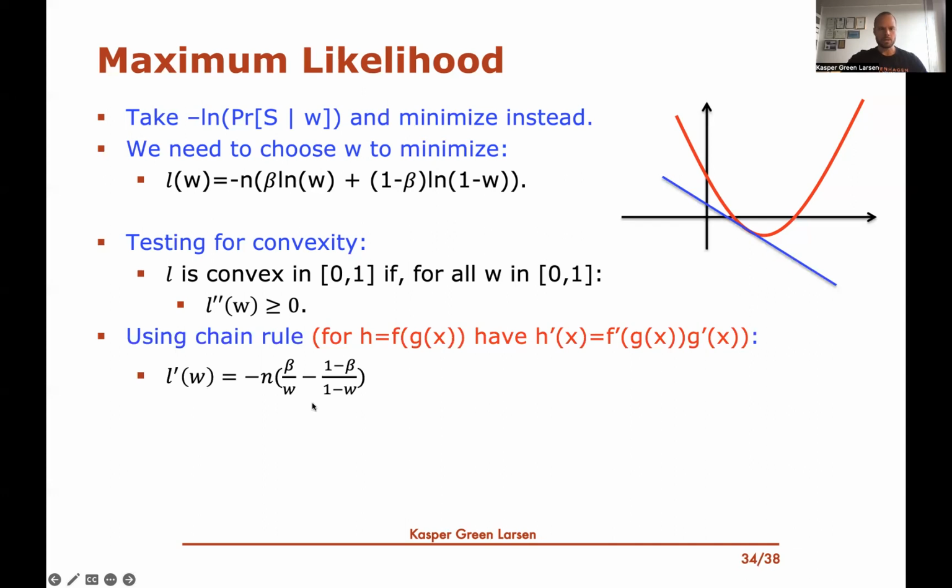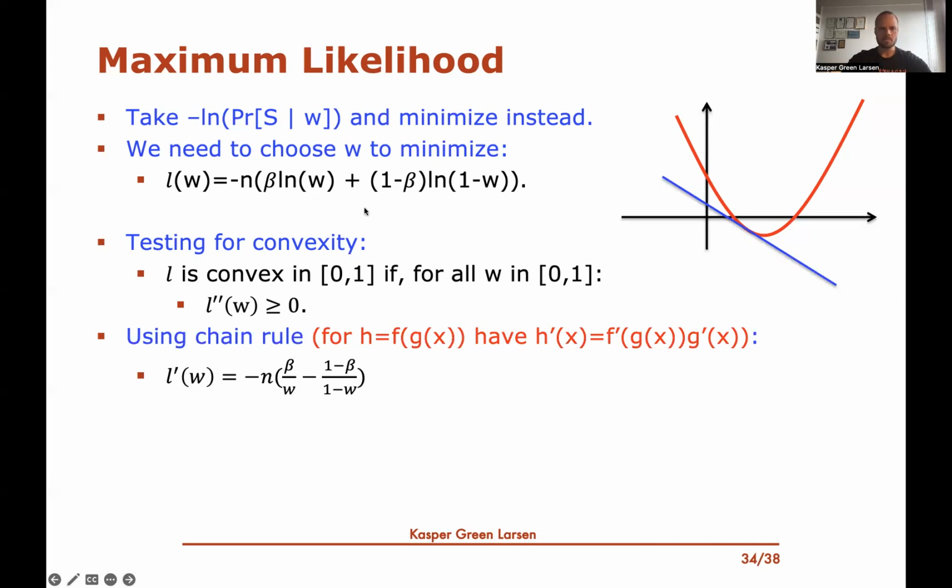So let's try to do this. We want to compute the derivative of this function here. It's a function of w, right? So minus n is just a constant, beta is just a constant. So we need to compute the derivative of the natural logarithm of w. The derivative of the natural logarithm of w is just 1 over w, so we plug that in.